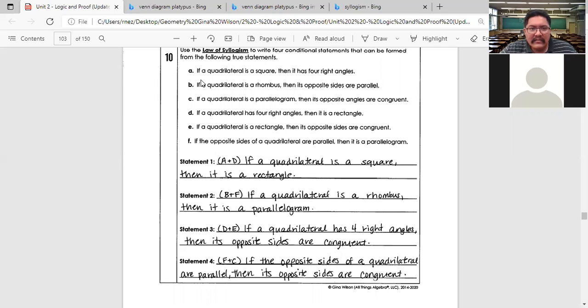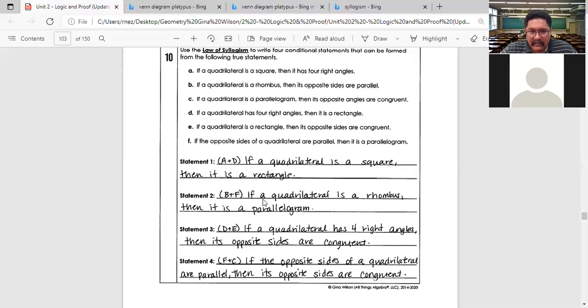So A and D. A says that if a quadrilateral is a square, then it has 4 right angles. Statement D says if a quadrilateral has 4 right angles, then it is a square. You see how it says 4 right angles, 4 right angles? This one ends with right angles, that one begins with right angles. Therefore, A and D would make a law of syllogism statement. I don't know how you would actually say that, but it makes sense using the law of syllogisms.